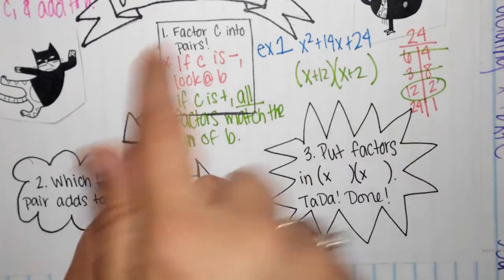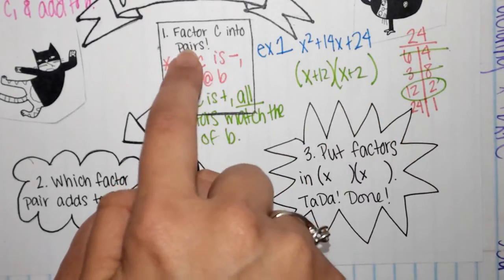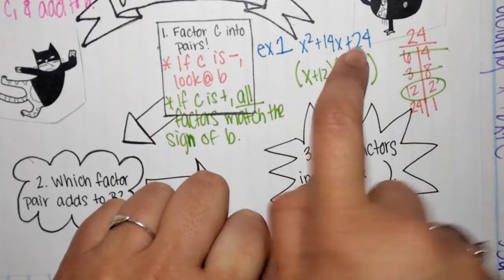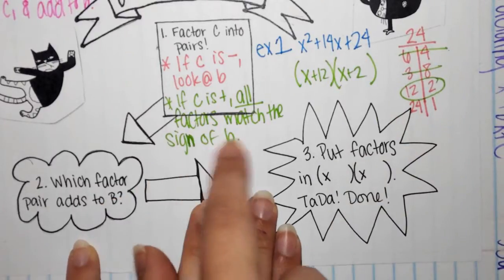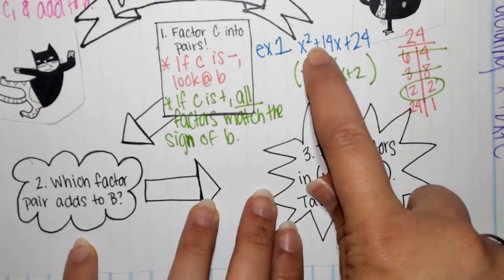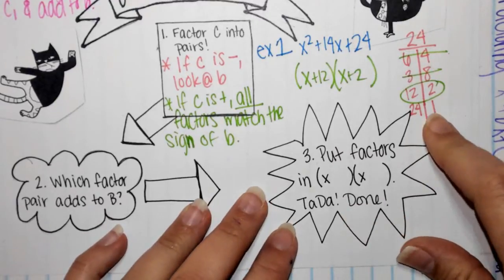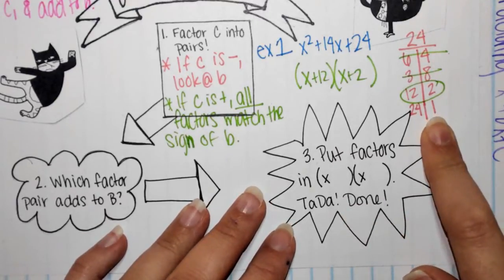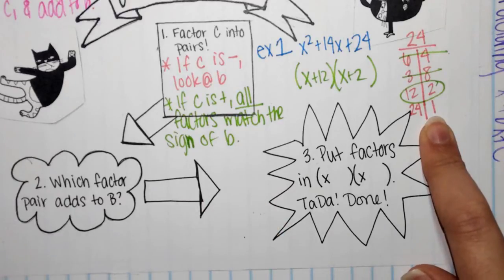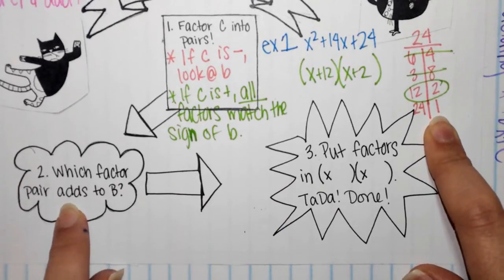Alright. So the first thing we did, step 1, we factored C into pairs. We looked at C, it was positive, so both of our factors are positive because it has to match this. So we listed all our factors of 24. Does everybody see our first step? Yes, no, maybe.